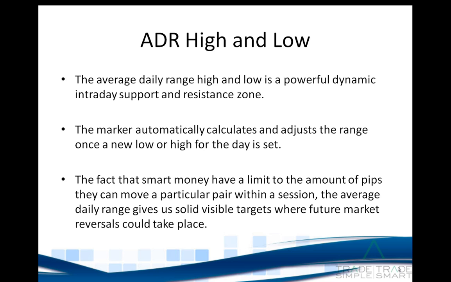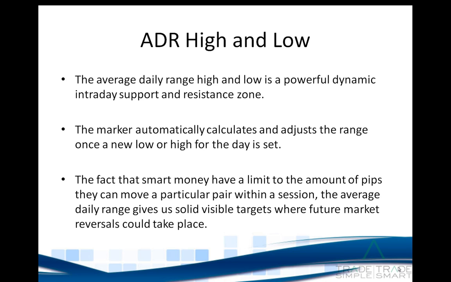Now, the marker will automatically calculate and adjust the range once a new high or low for the day is set. So once the Japanese range is formed and we open into the London session, the marker, being dynamic, would adjust the range according to the low and also the high which is set.